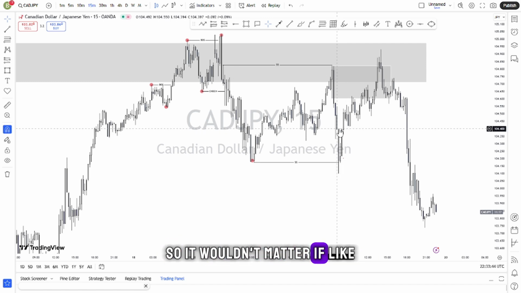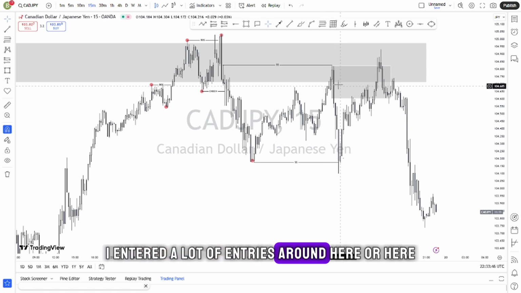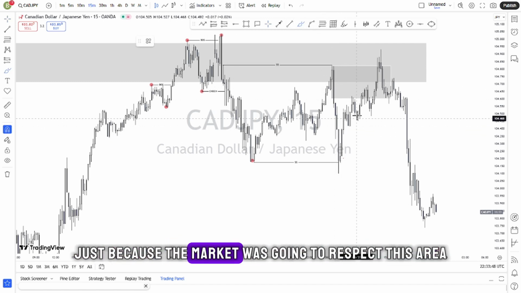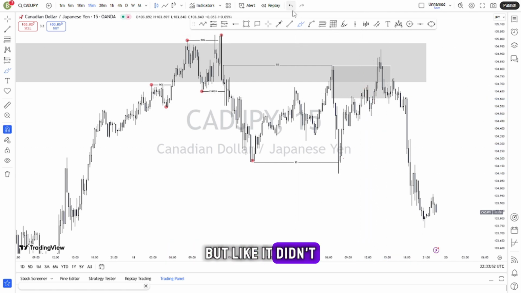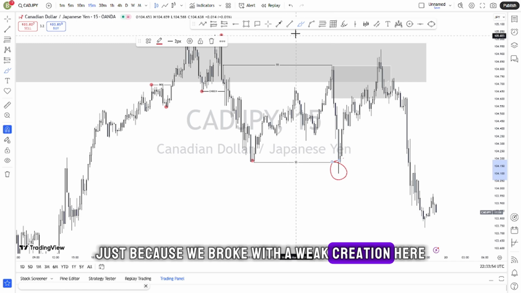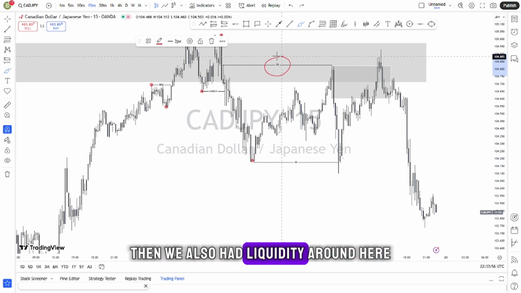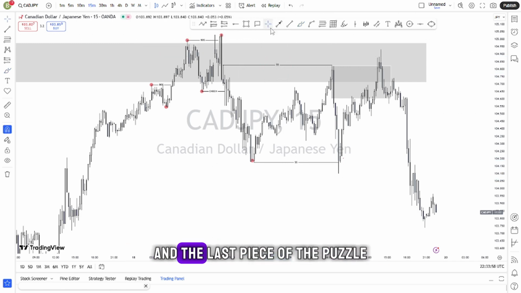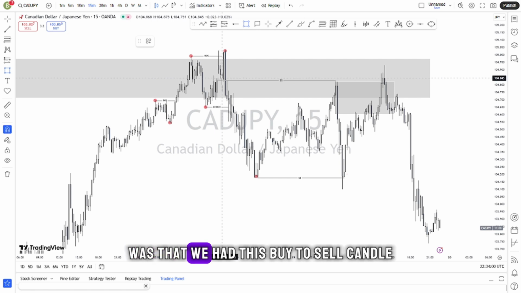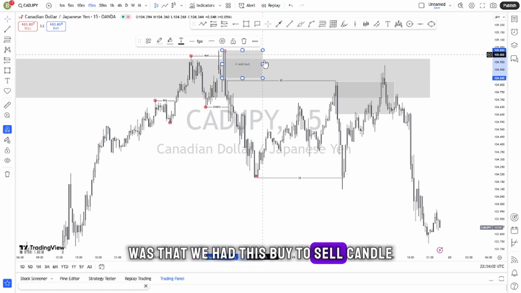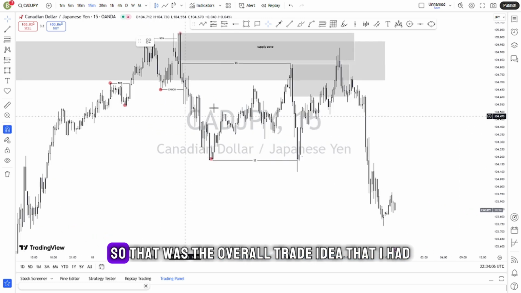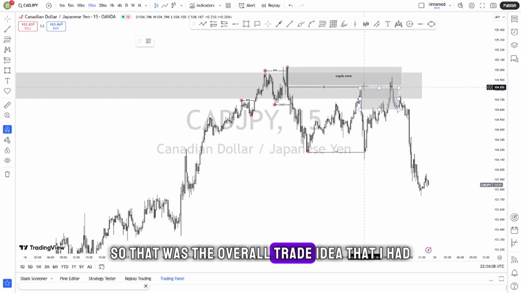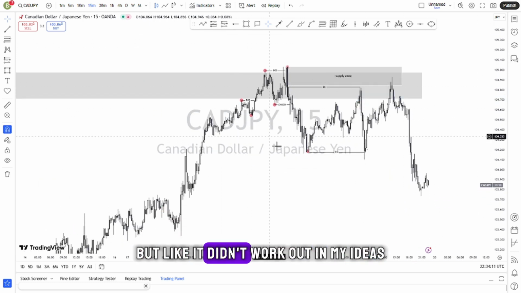So it wouldn't matter if I entered a lot of entries around here or here, because the market was going to respect this area and continue pushing down. But it didn't, just because we broke with a weak creation here. Then we also had liquidity around here. And the last piece of the puzzle was this buy to sell candle, which was the extreme supply zone. So that was the overall trade idea that I had.